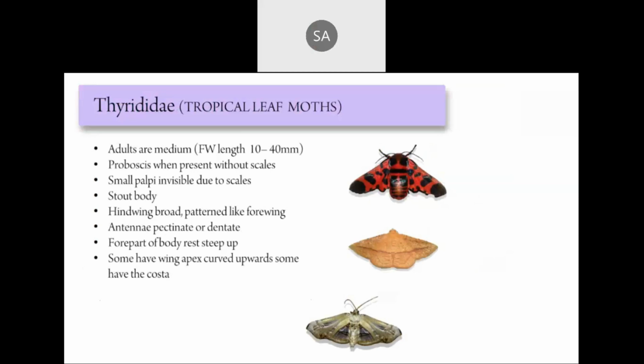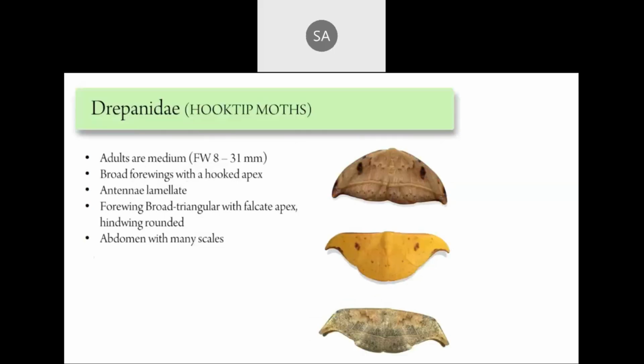Then tropical leaf moth. These are very interesting taxa or species. You can see the coloration. They sometimes look like tropical leaves that are dried, and sometimes look like honeybee or some hymenoptera. The first ones look like hymenoptera. Next.